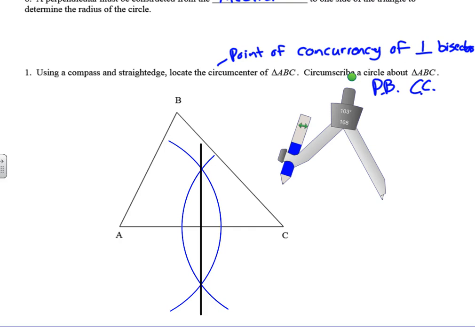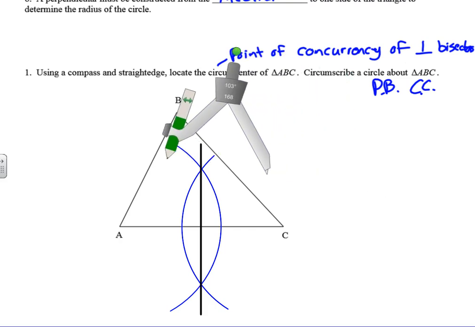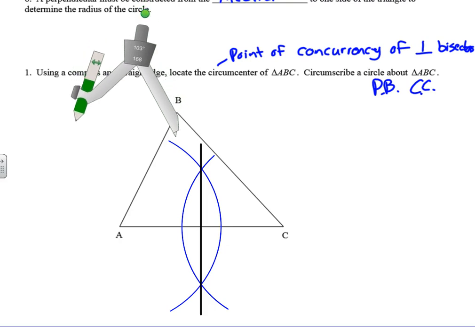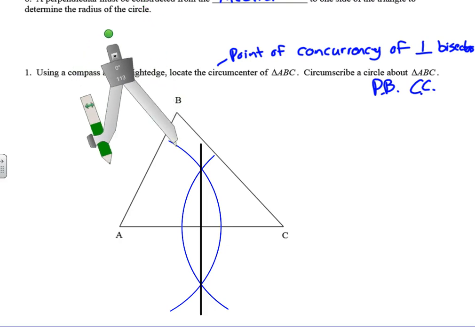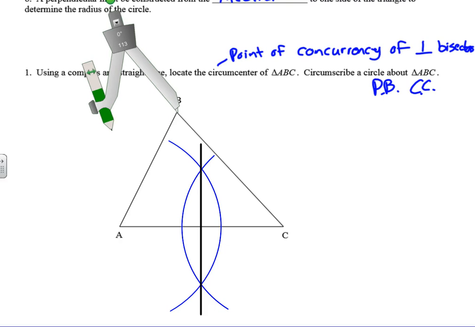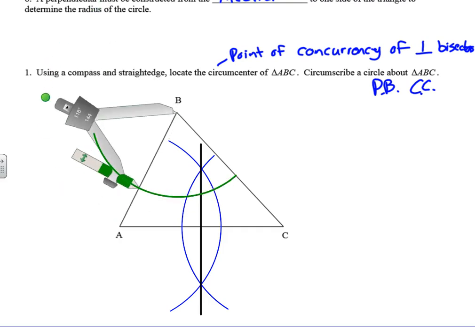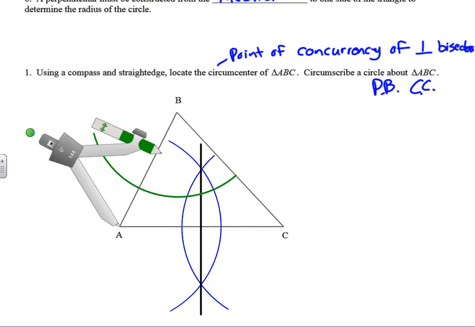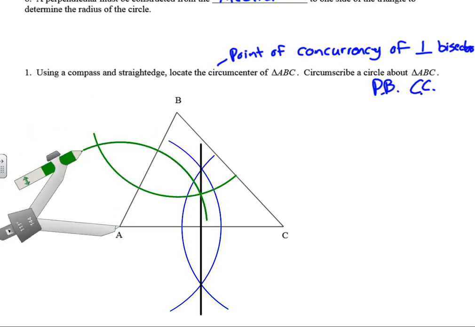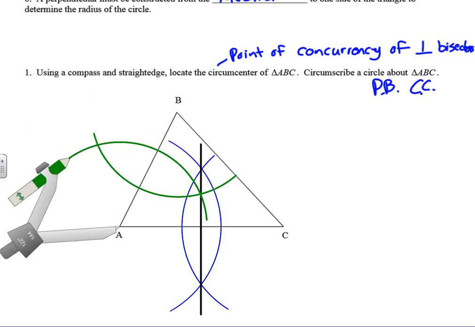So I did that one, and now maybe next I'll do a perpendicular bisector of side AB. So again, we just need our compass to be more than halfway, and here, come down here, and then we take our straight edge. And now this point right here is the circumcenter.